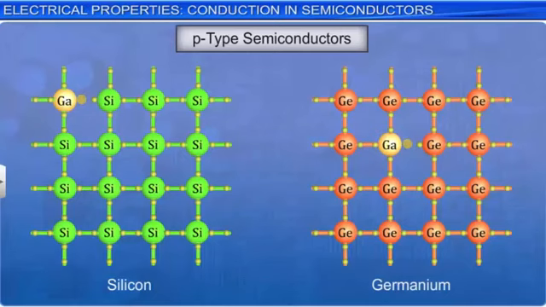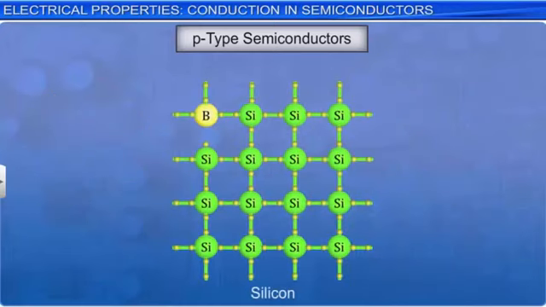As you can see here, one electron is missing from one of the 4 covalent bonds in the silicon crystal lattice. These are called holes. The dopant atom can accept an electron from the covalent bond of the neighboring atom to complete the 4th bond. This causes the neighboring atom to lose a bond electron and results in the formation of a hole at the neighboring site.